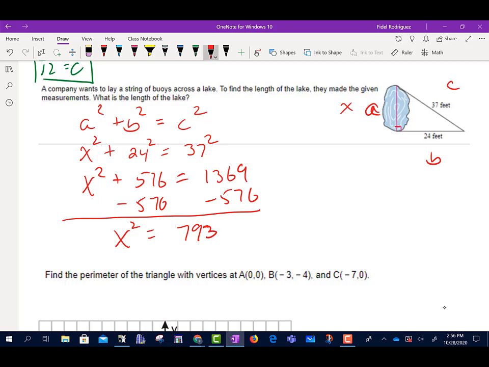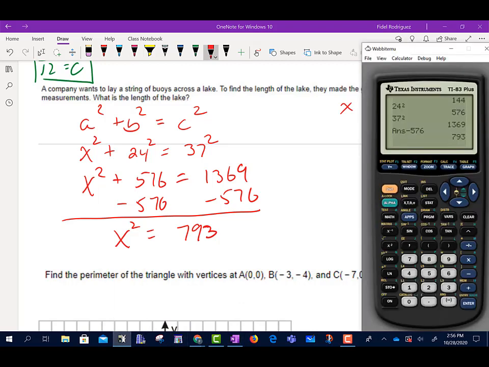Okay, and so now I'm going to see if I can simplify this thing here. So let me grab my calculator again. 793, can I divide it by 3? I don't know. I can't. Okay. Can I divide it by 7? I don't know. I can't. Okay. Can I divide it by 11? Nope. So again, I'm just trying to break down my number here. Can I divide it by 13?